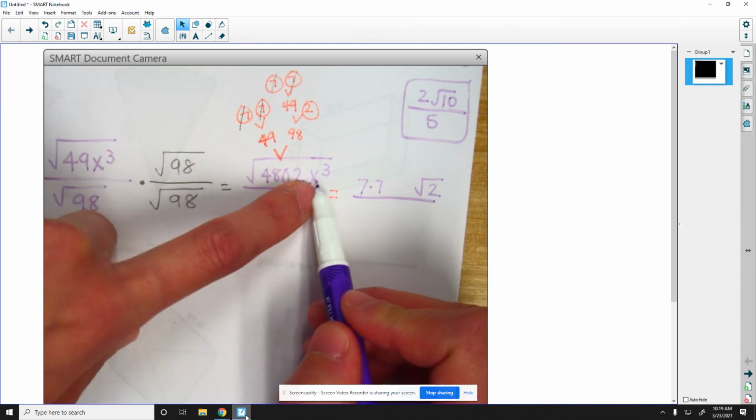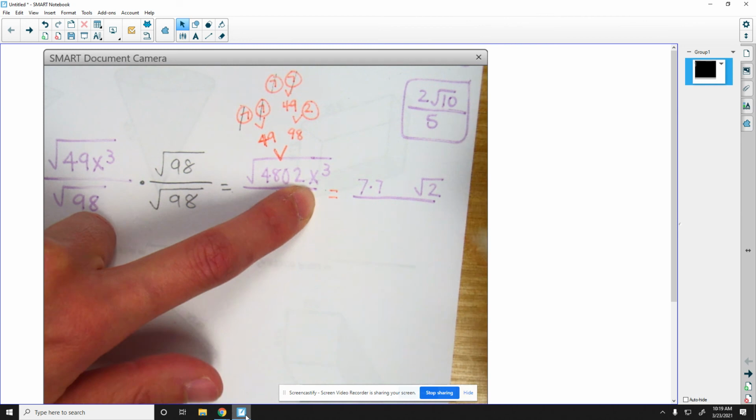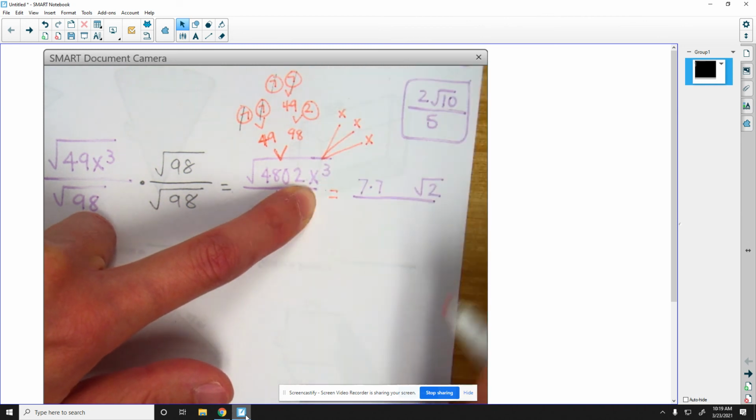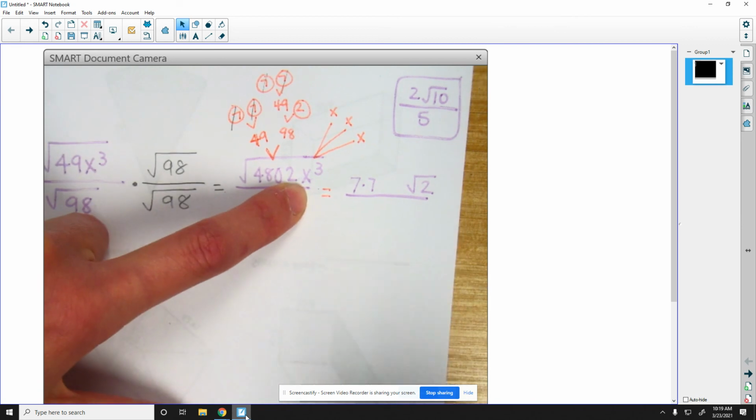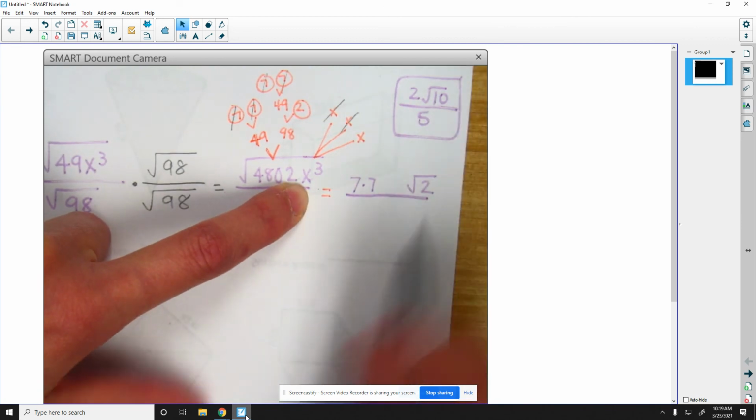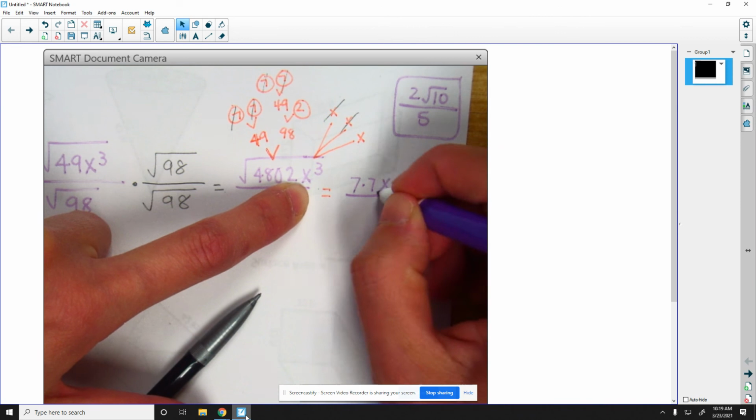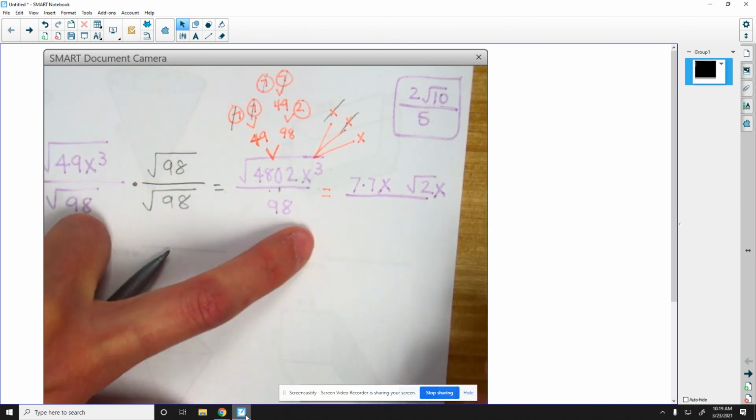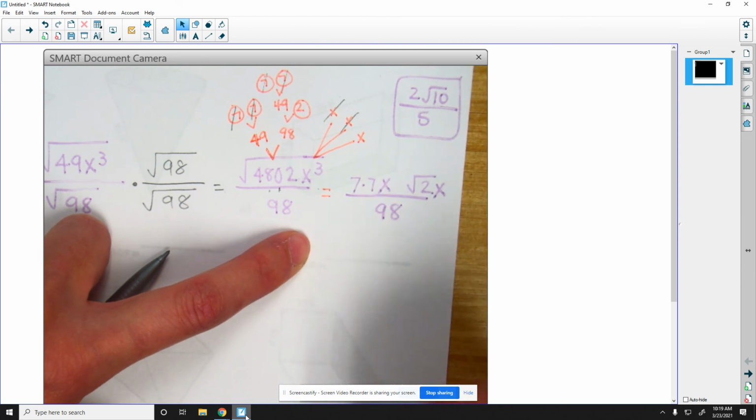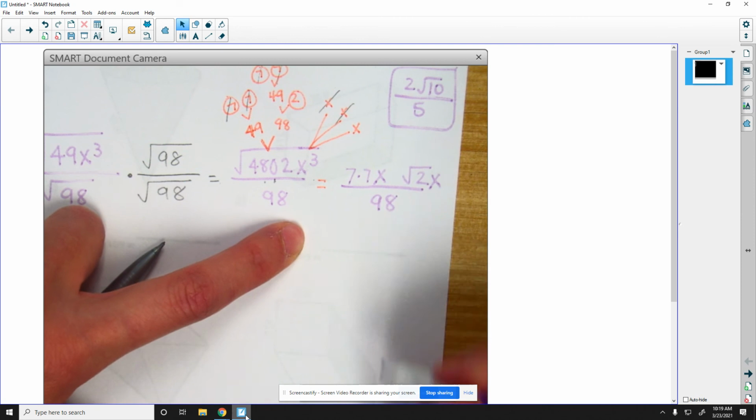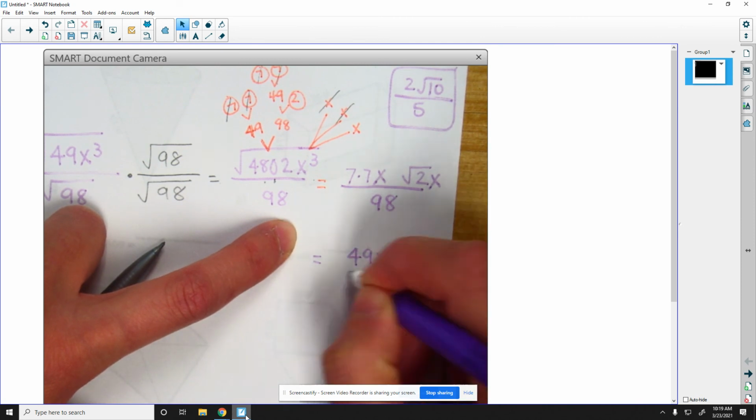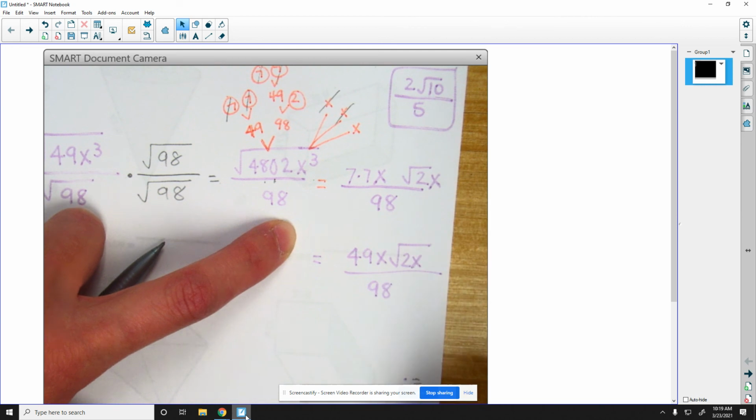But then hold on, you have this x to the third you also have to break down. So remember how we said if you have 3 x's, you're still looking for groups of 2. So you have 2 and you write it down once. And then you have 1 left over here on the inside. And then you have 98. So that's how we had gotten 49x radical 2x all over 98.